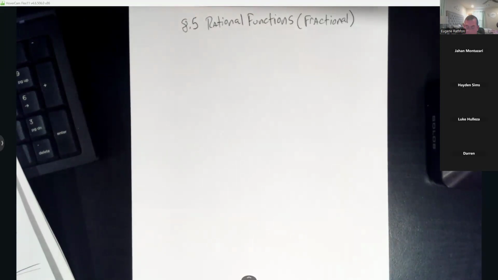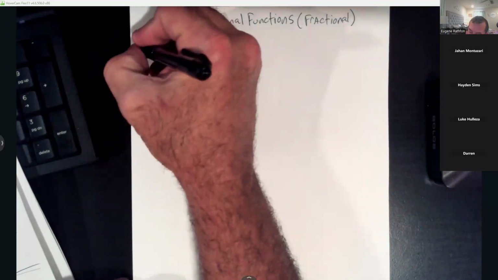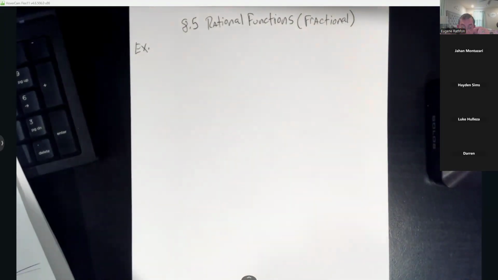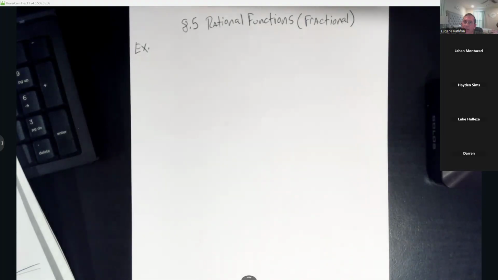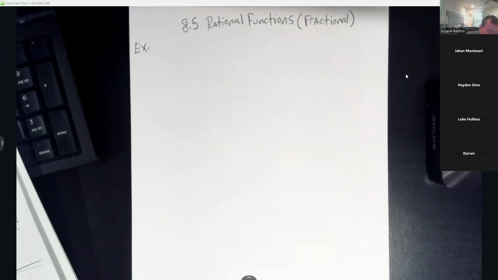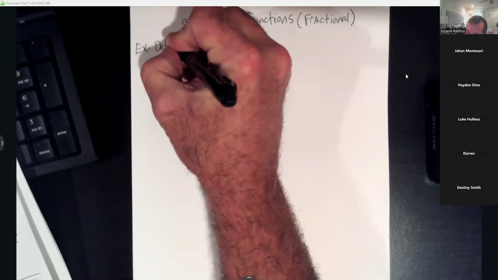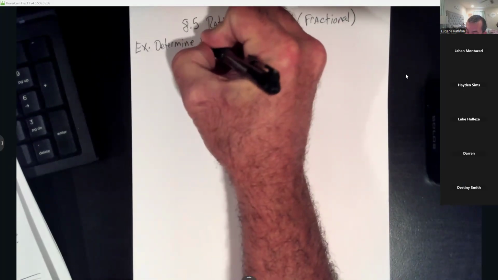Okay. So the first few examples are something that we've already done in the past, and that is finding a domain. Now, the difference in this section versus the early sections when we found a domain is we're going to write these domains in interval notation. All right, y'all. So these first two problems, we're going to determine the domain.